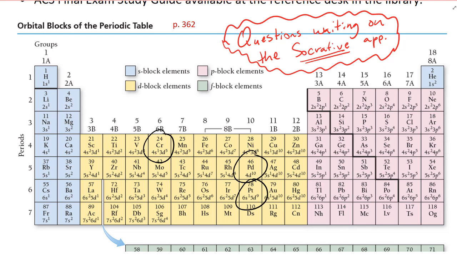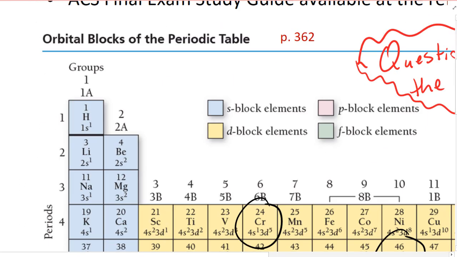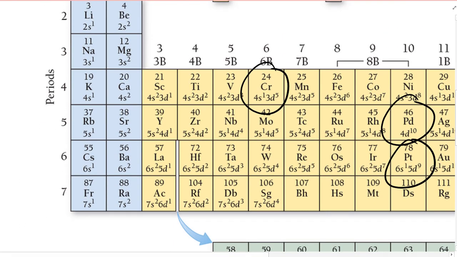I'll zoom in a bit. What would we predict the configuration of chromium to end with? d4, exactly. If we look at chromium, we see its configuration is shown as ending with d5. For palladium and platinum, what would we expect these configurations to end with here? d8, right. And we see that palladium ends with a d10, platinum with a d9.